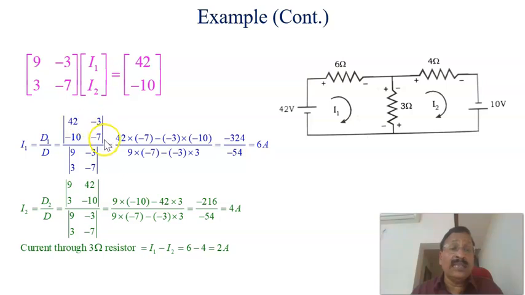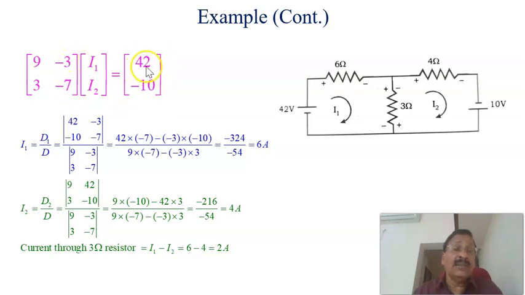Therefore, 42 into minus 7 minus 10 into minus 3, and in the denominator 9 into minus 7 minus 3 into 3, and we get 6 amperes. Therefore, the mesh current I1 equals 6 amperes. In the same fashion, the mesh current 2 is calculated. I2 equals D2 by D, where D is the determinant we have already seen, the determinant of 9, minus 3, 3, minus 7. And to find D2, replace the second column by the voltage vector.